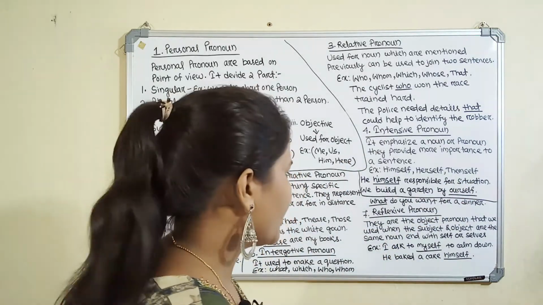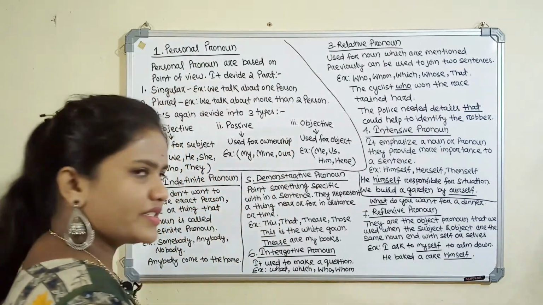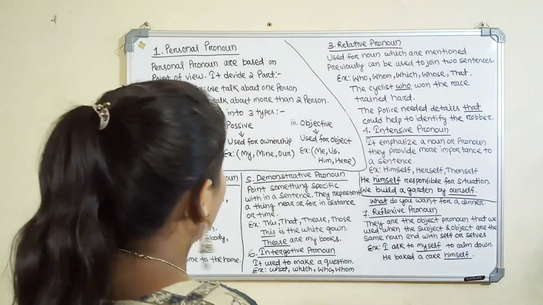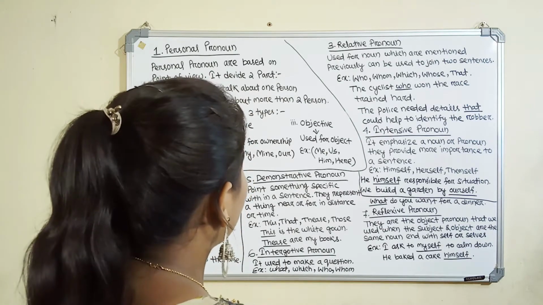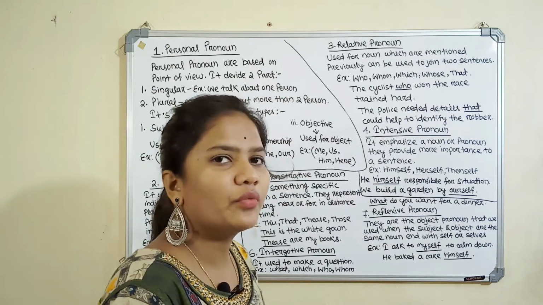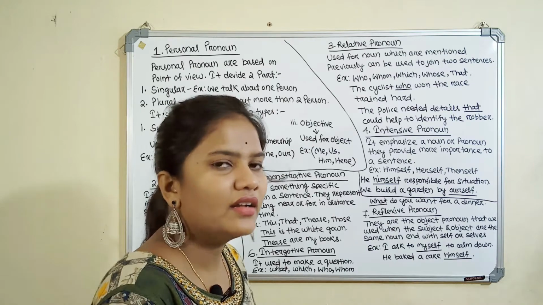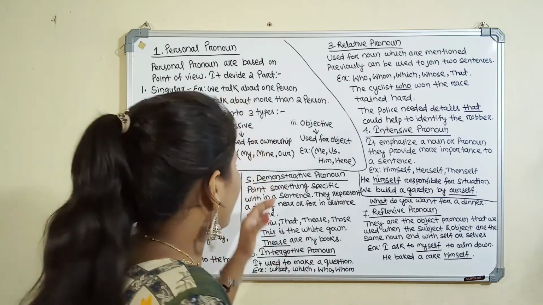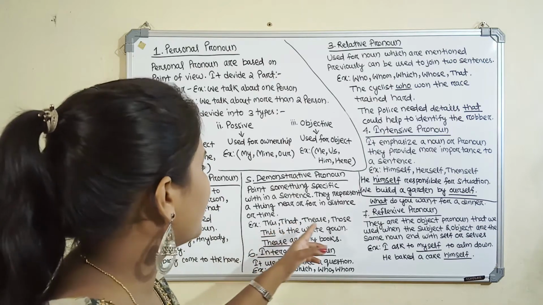Let's move to the fifth type of pronoun, that is the demonstrative pronoun. Demonstrative pronoun points to something specific within a sentence. They represent a thing near or far, in distance or time. If we want to discuss one thing that is near or far, in that case a demonstrative pronoun is used. That is this, that, these, those.